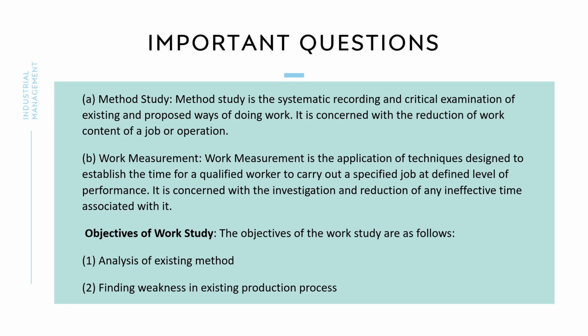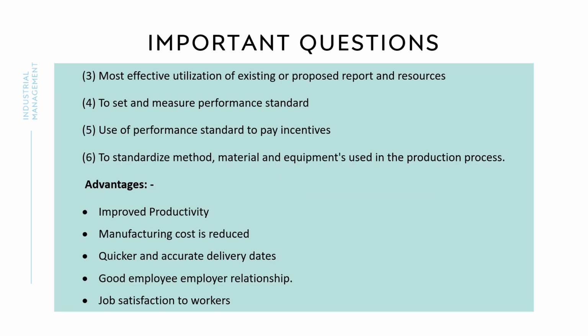Objectives of work study. The objectives of the work study are as follows. 1. Analysis of existing method. 2. Finding weakness in existing production process. 3. Most effective utilization of existing or proposed plant and resources. 4. To set and measure performance standard. 5. Use of performance standard to pay incentives. 6. To standardize method, material and equipment used in the production process.